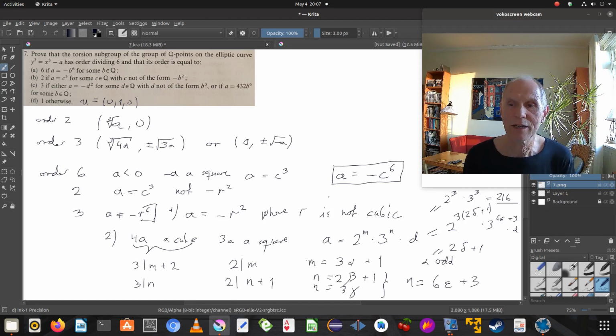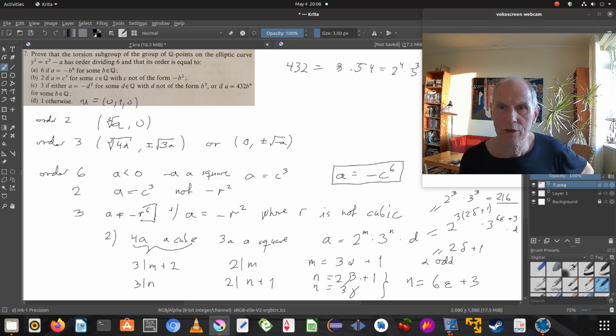I'm obviously on the right track here, so we just have to find out where I went wrong. Now 343, what does that give? We can divide it by 8. That's 50 plus 4, so it's 2 to the 4th times 3 to the 3rd. So m. I did get n correctly, so it's m that's wrong.